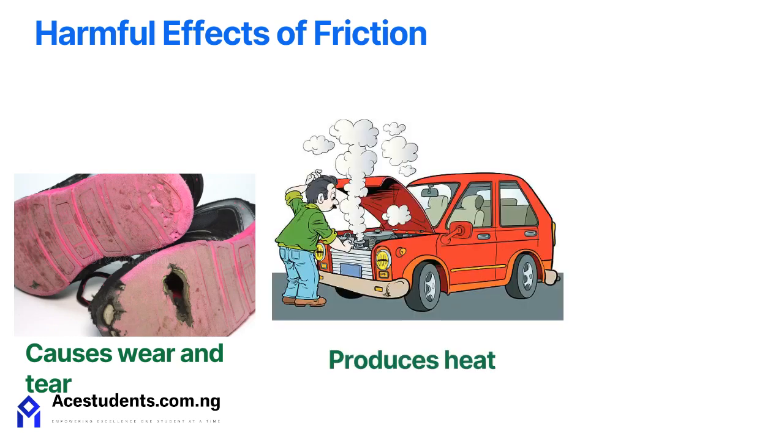Friction produces unwanted heat when surfaces rub together. Energy is changed into heat energy. This heat can cause machines to overheat and reduce their performance.